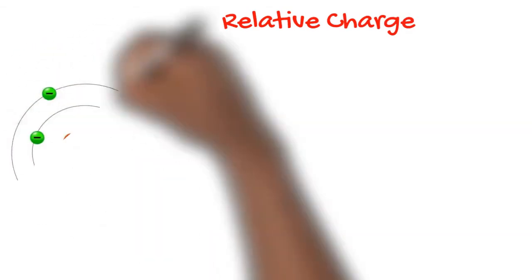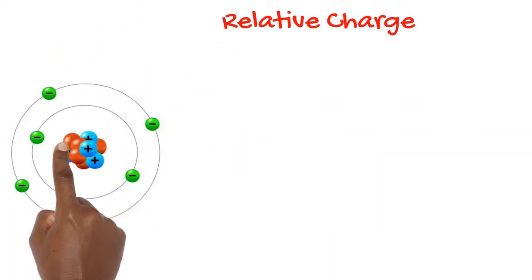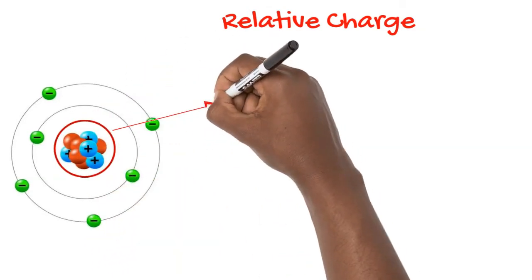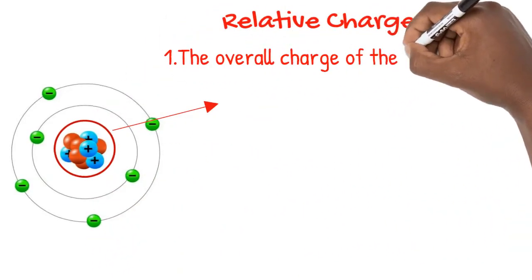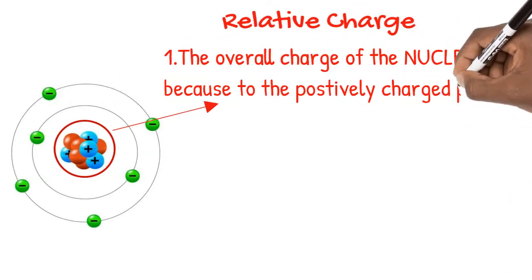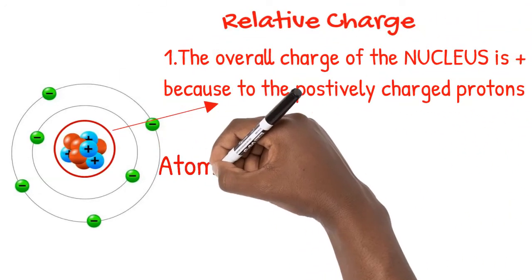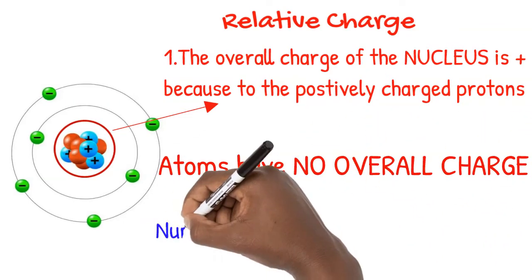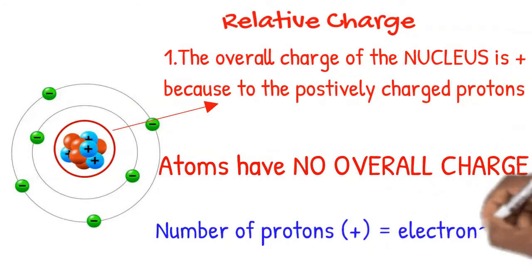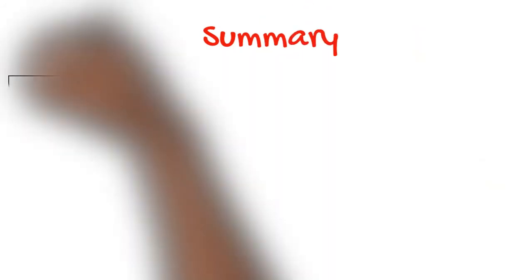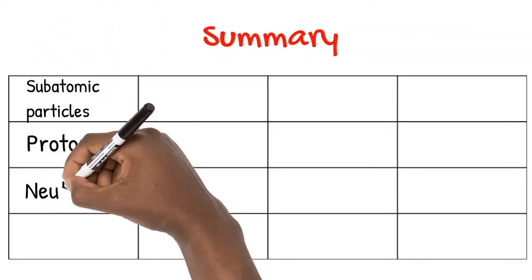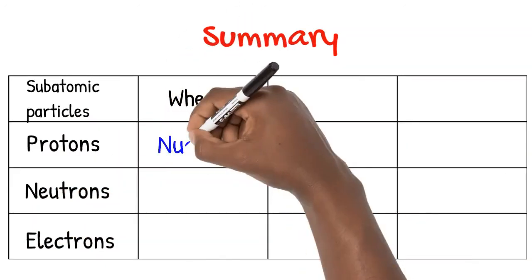Now, this brings us to a very important point. Because the protons are positively charged and the neutrons are neutral, the overall charge of the nucleus is positive. But atoms themselves have no overall charge, and that's because the number of protons equals the number of electrons, so they balance.